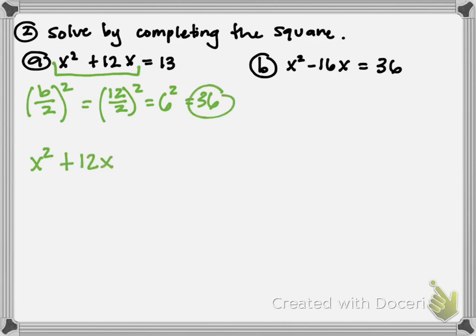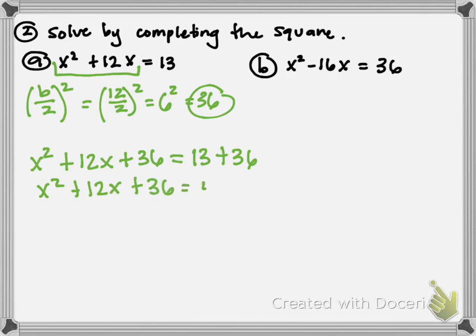So I'm going to be adding 36 to both sides, so plus 36. Whatever I do to one side of the equation, I have to do to the other side of the equation. So now I'm going to solve. All right, how am I going to do that? Let's simplify. x squared plus 12x plus 36 equals 49.